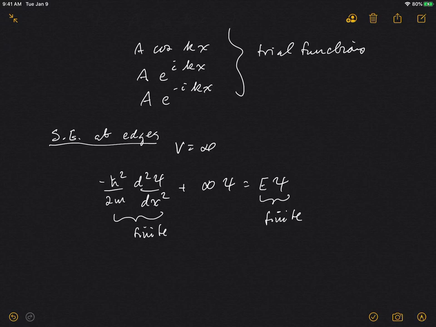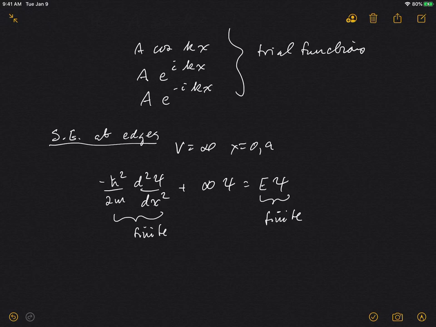Otherwise, all bets are off. So then the question is, how do we get finite on the right-hand side, when on the left-hand side you have infinity times some function? And of course, this is just at the edges, so this is at x equals 0 and a.